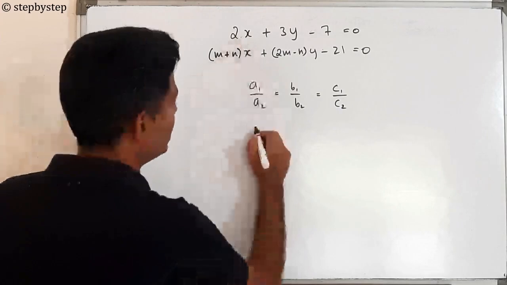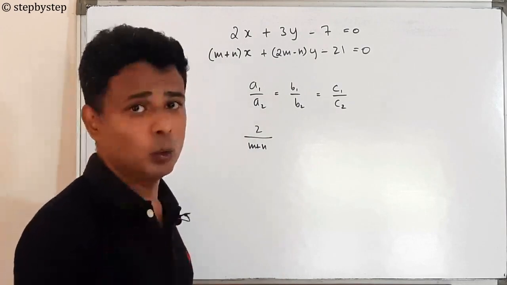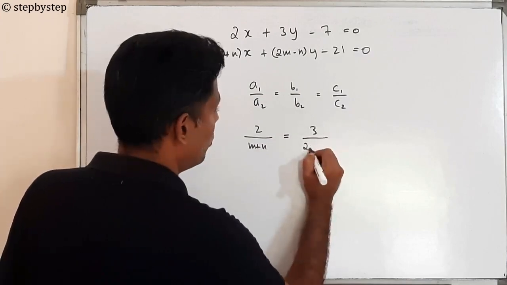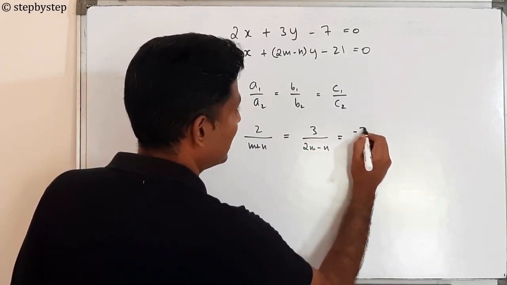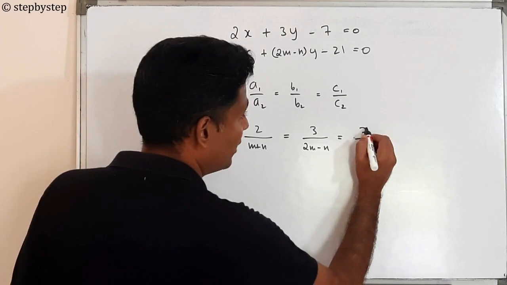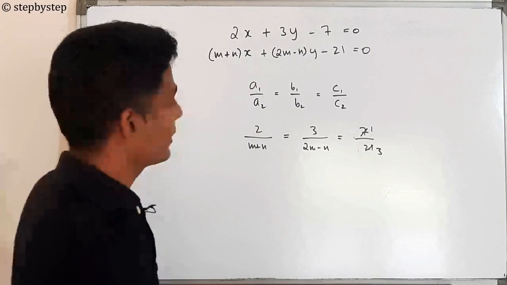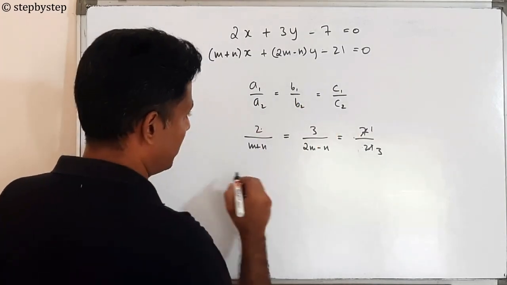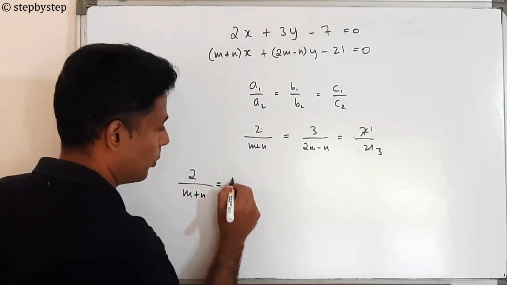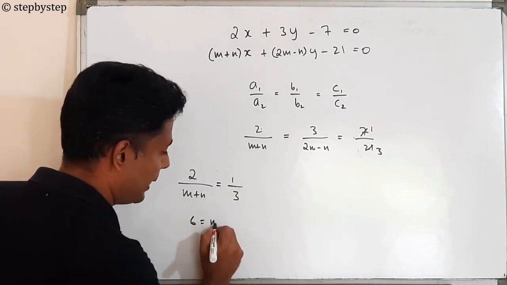Now I'll substitute: A is 2 by M plus N. Remember guys, we have two unknowns, which means we need at least two equations. So equal to 3 by 2M minus N equal to minus 7 by minus 21. The minus signs cancel, so we have 7 by 21. We can further simplify, it becomes 1 by 3. Now first I'll take A1 by A2 equal to C1 by C2. What do I get? 2 by M plus N equal to 1 by 3. Transposing on both sides, I get 6 equal to M plus N.